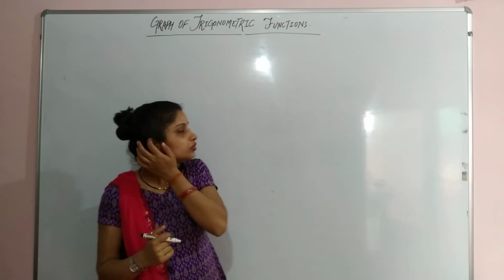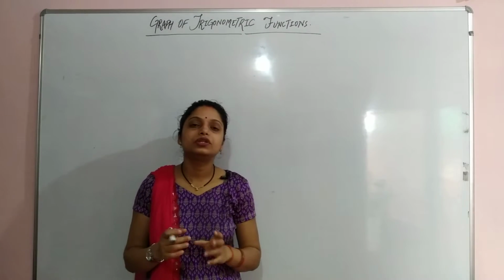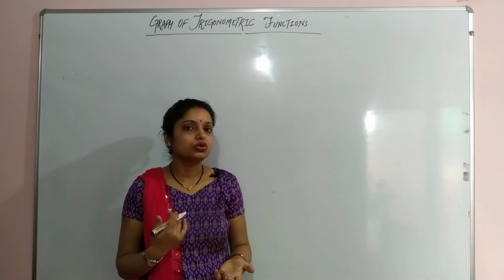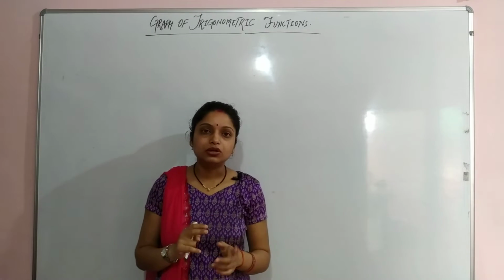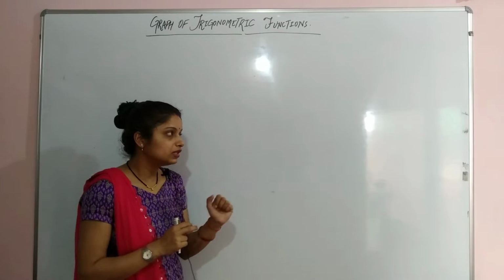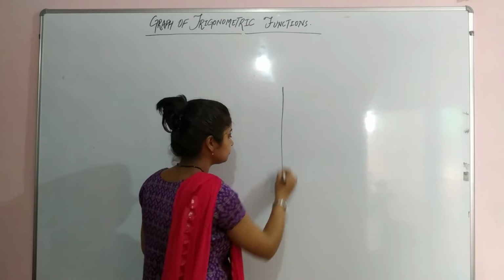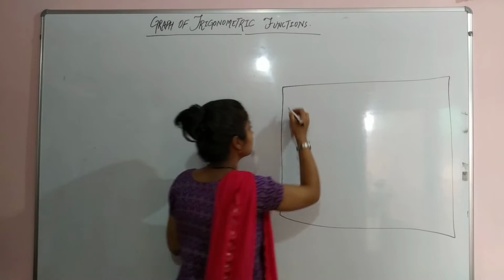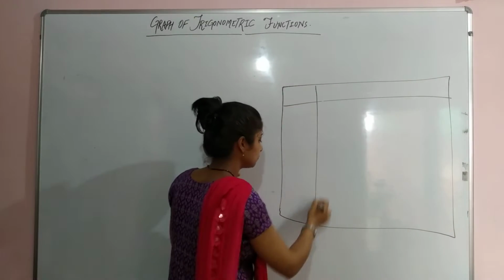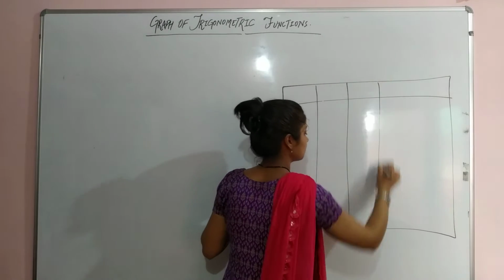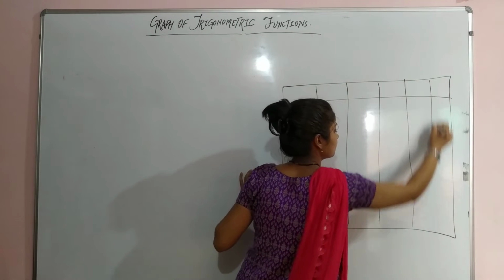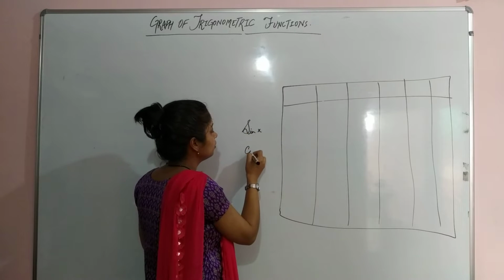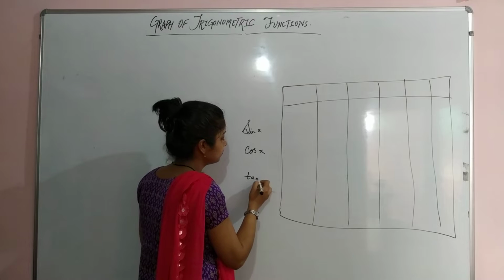Before this, you have to know about the angles of the trigonometric ratios. For this, I have already shown you how we can draw a table of angles. Let us draw it once again. This is the table where this is sin x, then cos x and tan x.